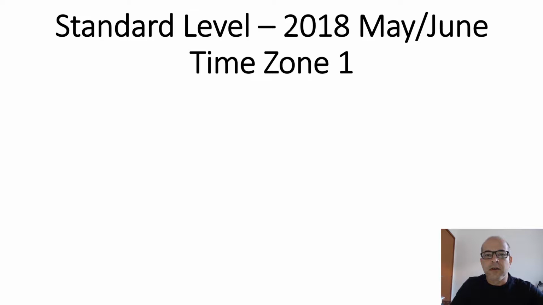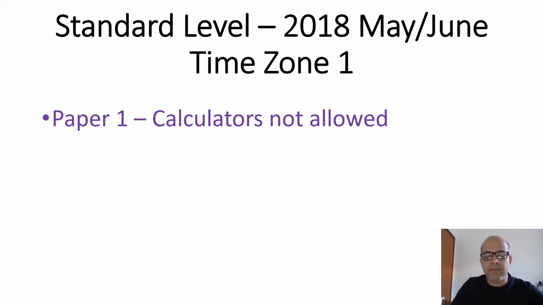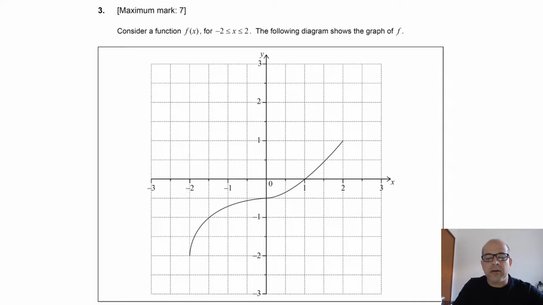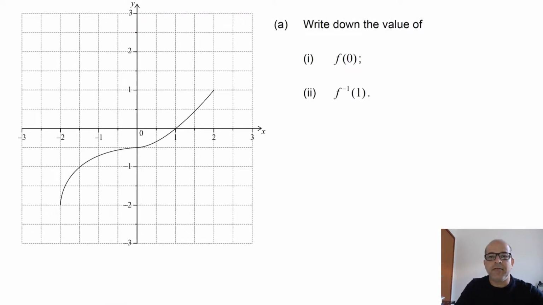Let's see another question now. May 2018, time zone 1, paper 1, no calculators. This is question number 3. We have the graph of a function f of x, which has a domain from -2 to 2. And using this graph, we have to find f of 0 and f minus 1 of 1.